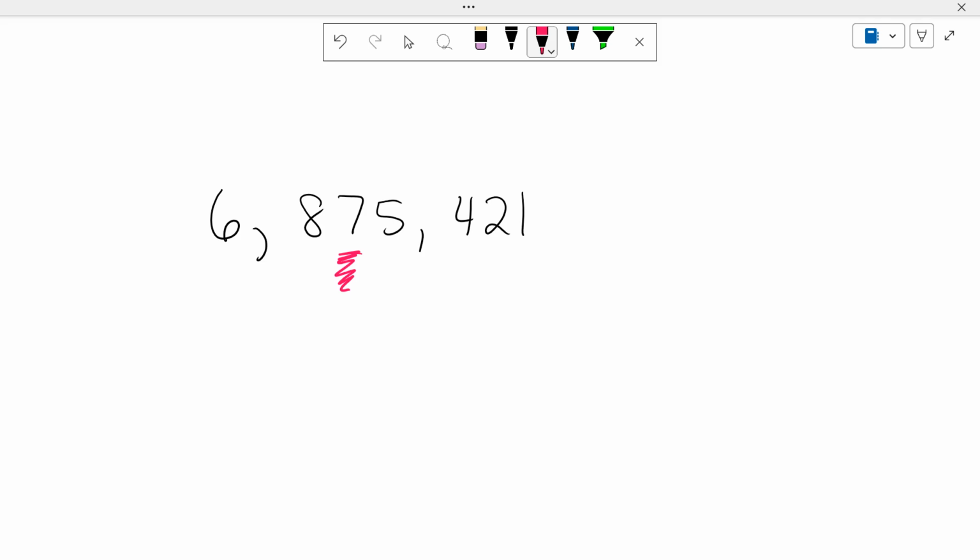So, ones, tens, hundreds, thousands, ten thousands. Ten thousands. Some of you did good. Some of you just were off by a little bit. Ten thousands.